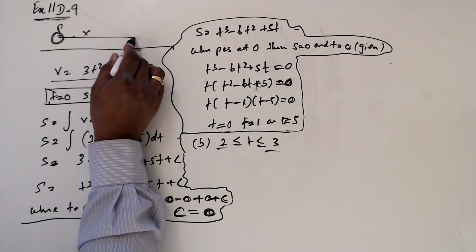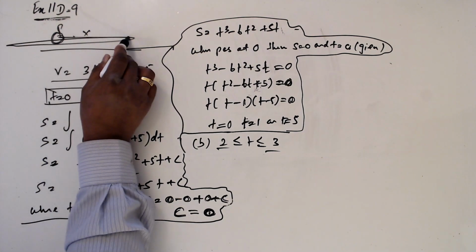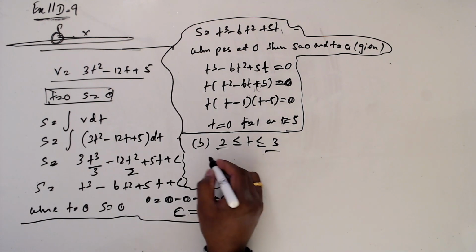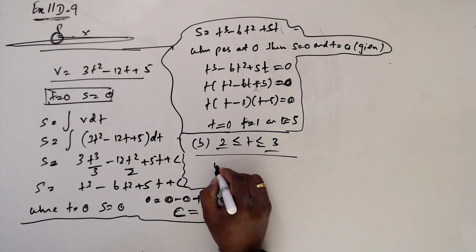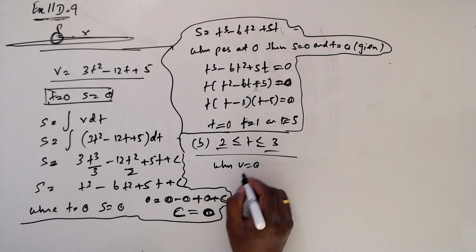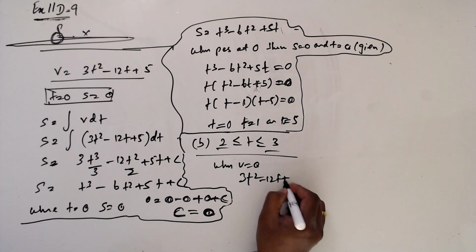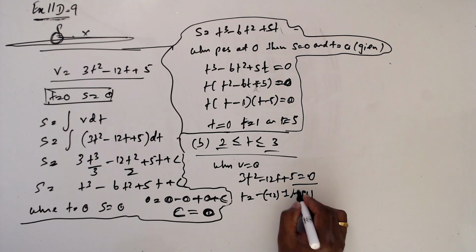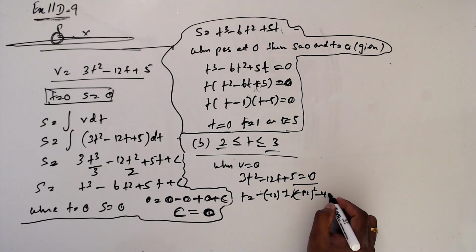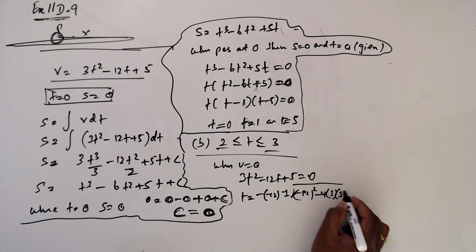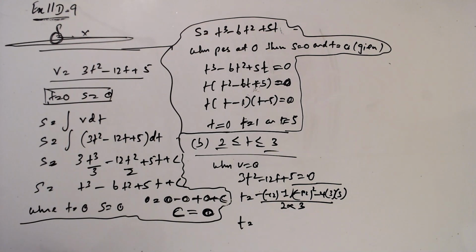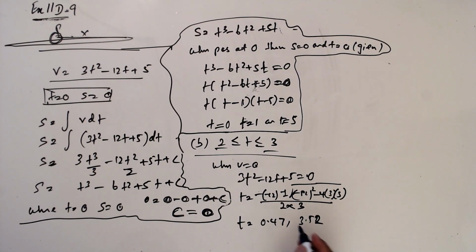Basically, the particle goes like this, stops, and then comes back, so this is the motion. We'll find when v equals 0. So what are the values we need to find when v equals 0? 3t square minus 12t plus 5 equals 0. t equals minus minus 12 plus or minus the square root of minus 12 square minus 4 times a times c, which is 5, divided by 2 times 3. When you simplify this with the calculator, I got 0.47 and 3.52, so positive answers.